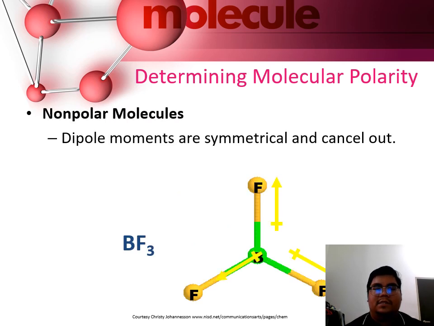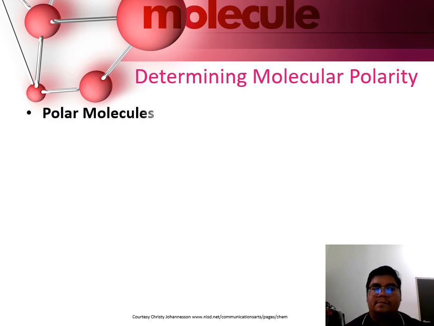So non-polar molecules are molecules whose dipole moments cancel out each other. Basically, the dipole moment is the difference in electronegativity, and they cancel out each other. You can see here in BF3, the dipole moments go upward, outward, and backwards in the same balanced way. So these dipole moments cancel out each other, and it becomes a non-polar molecule.